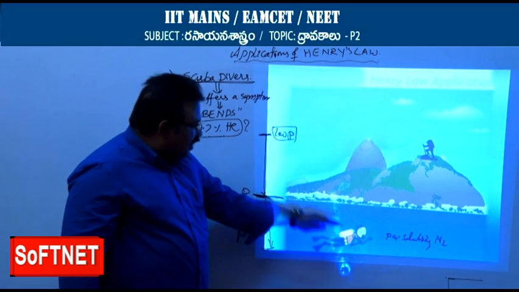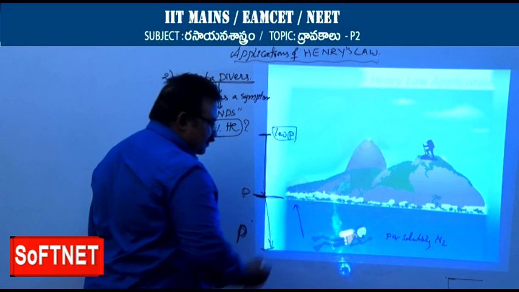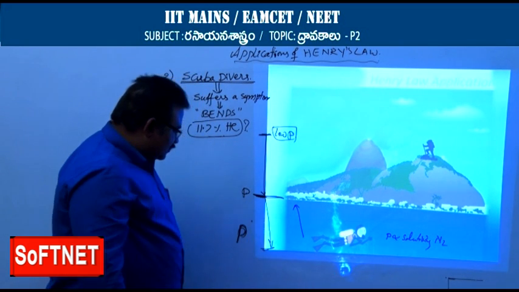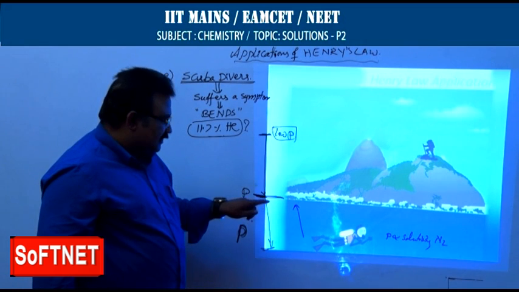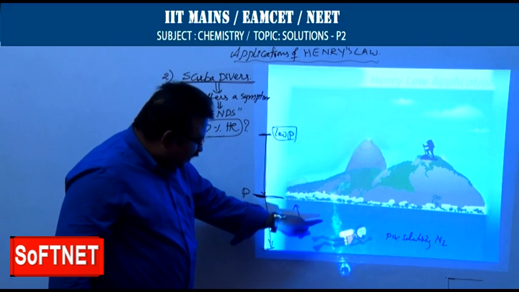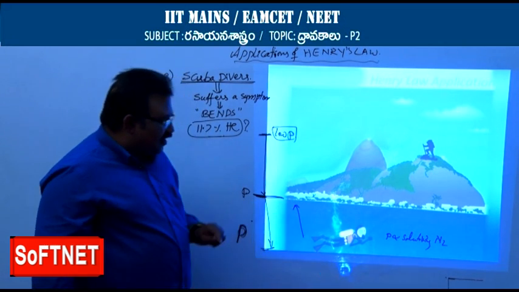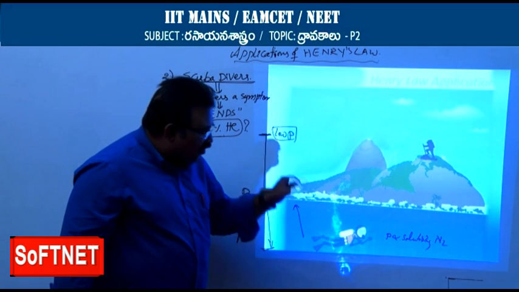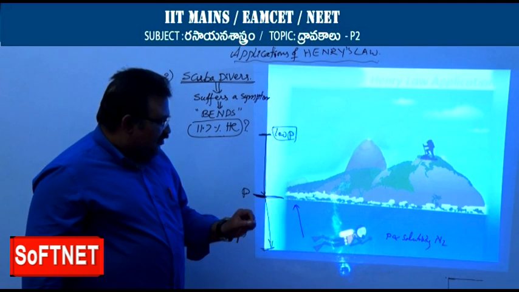When he comes up to the sea level, when he moves up, then what happens? The pressure decreases a little bit. Now, what happens? Let us see. If he moves downward, because of more pressure of air, more nitrogen is soluble in blood, which is toxic.